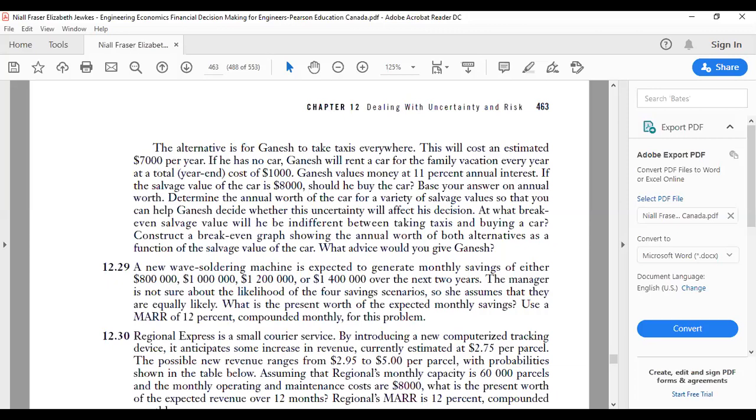Well, you could do it that way. That would certainly give you your answer. Or you could do it by finding 25% of them first, or by adding all four together and dividing by four, right? So you get the average, because that's what we're doing when we take the expected value. We're taking the average. And then you find the present worth. So either of those ways, you should come back to the same answer.